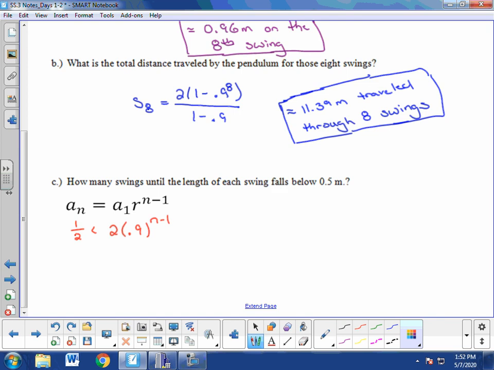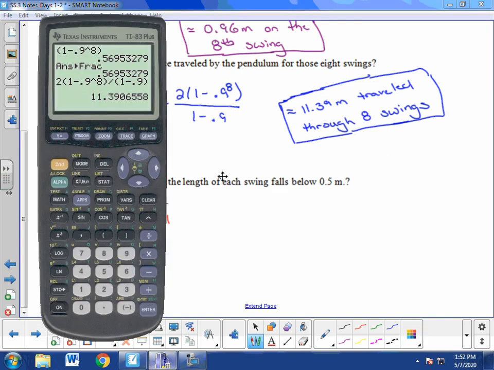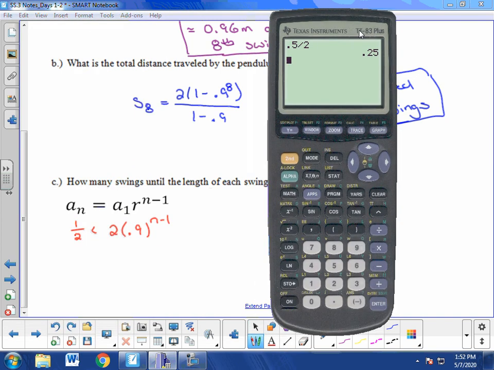So to solve this, first I would divide both sides by 2. If you do this in the calculator, 0.5 or 1/2 divided by 2 would give you 0.25 or 1/4. So 1/4 is less than 0.9 to the n minus 1 power. Now, how do I get the variable out of the exponent? I have to use a log base 0.9. And again, you can write 1/4 as 0.25 or 1/4, but I would take a log base 0.9 of both sides of the equation.